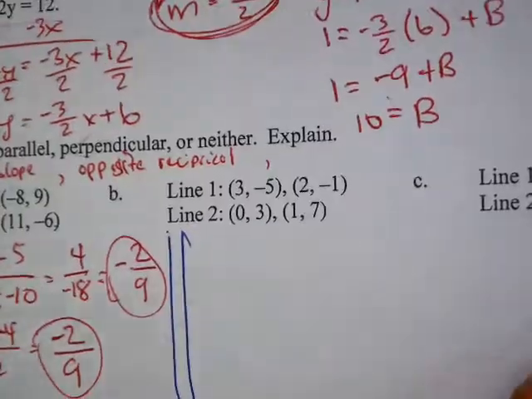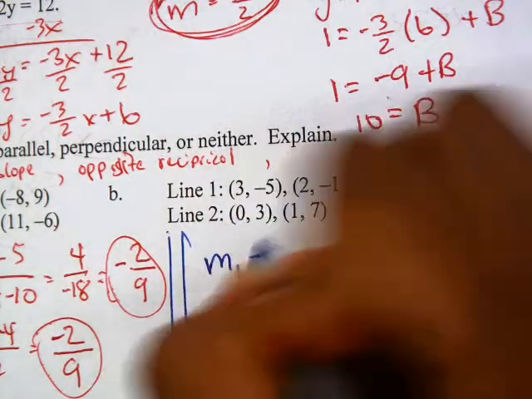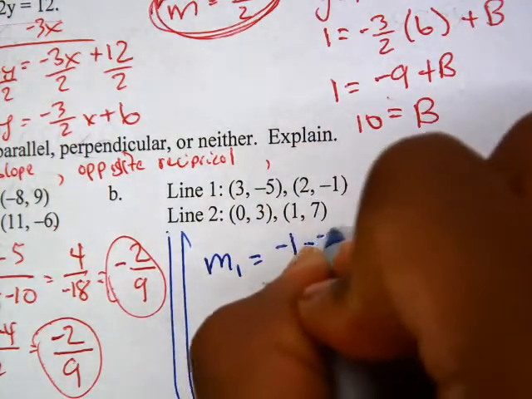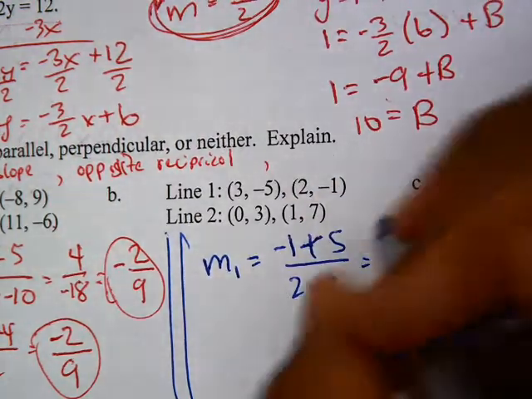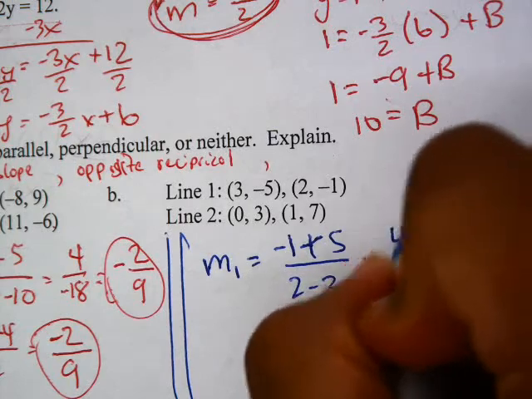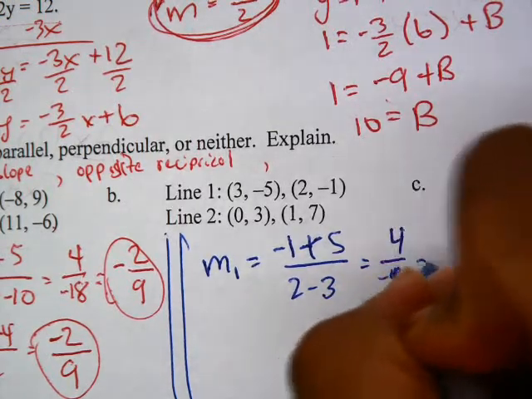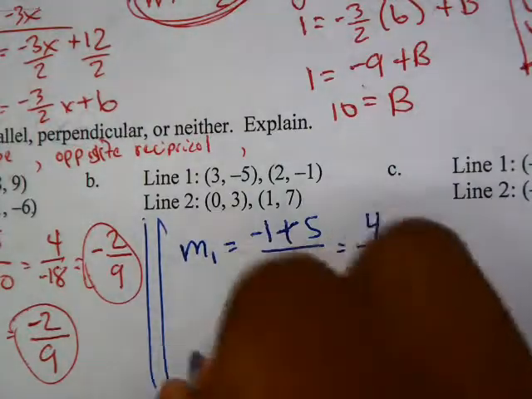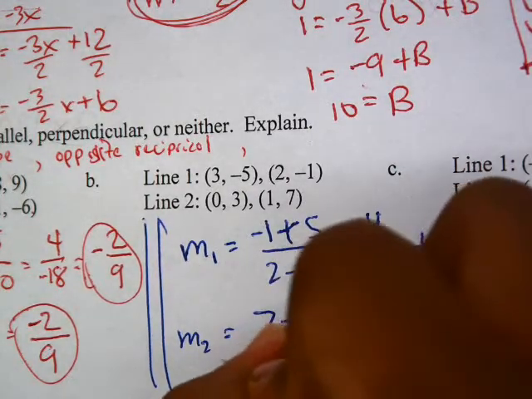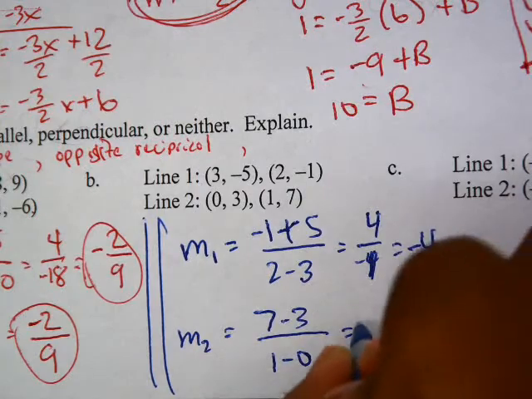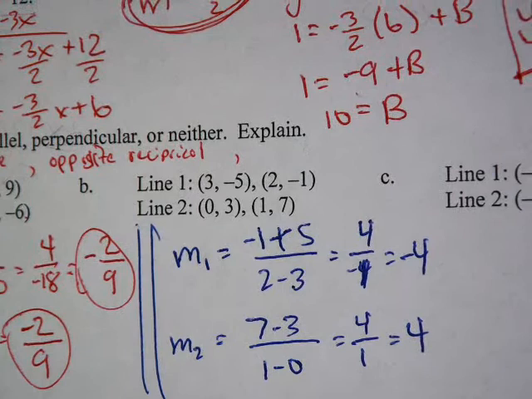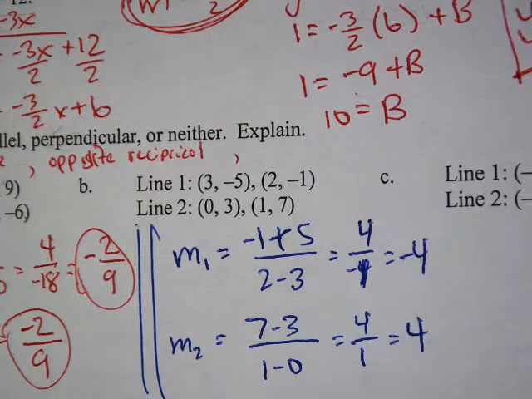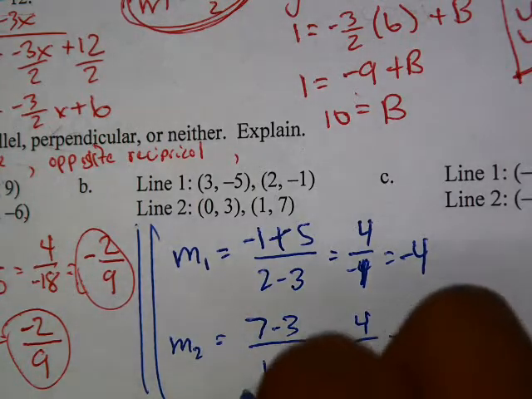Part B, doing the same thing, find the slope of line 1: negative 1 minus negative 5, and 2 minus 3. This gives me 4 over negative 1, which reduces to negative 4. On line 2, it's 7 minus 3, 1 minus 0. It's 4 over 1, which is positive 4. These are not the same, so they're not parallel. They are opposites, but they're not reciprocal, so they're not perpendicular. This is neither.